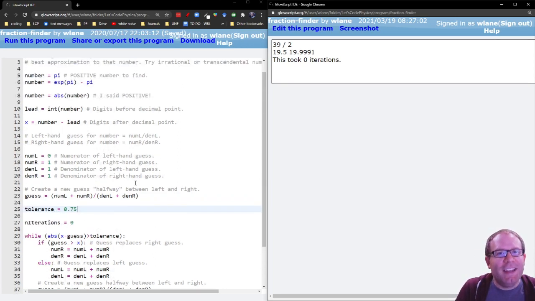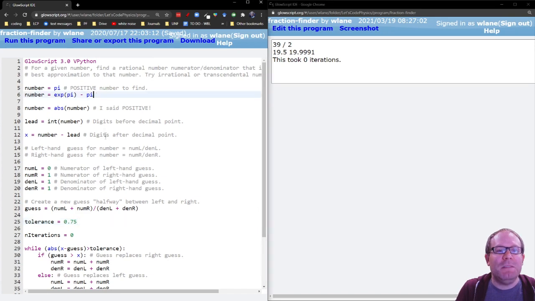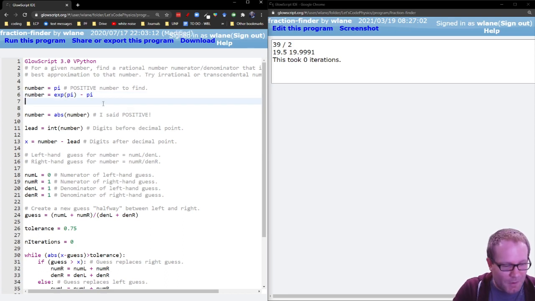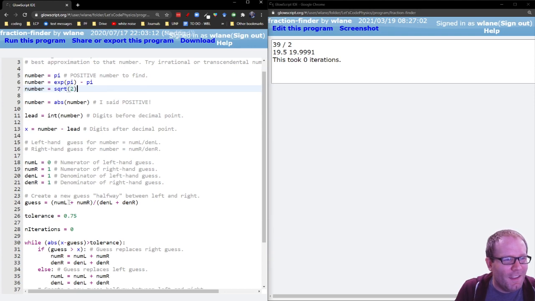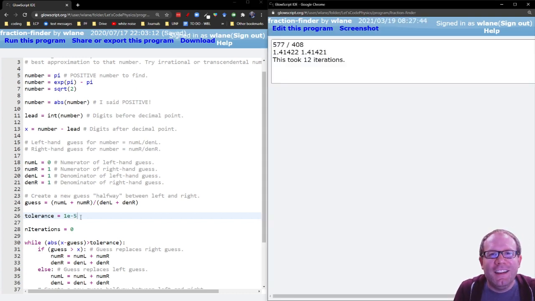So anyway, that is a code to show off the Mediant method. Again, this wrong way of adding fractions actually turns out to be a pretty good way to get a rational number approximation for any irrational number that you come across. Oh, let's try one more. Let's try square root of 2. And let's go to 1e negative 5. 577 over 408. Yeah, pretty cool stuff.